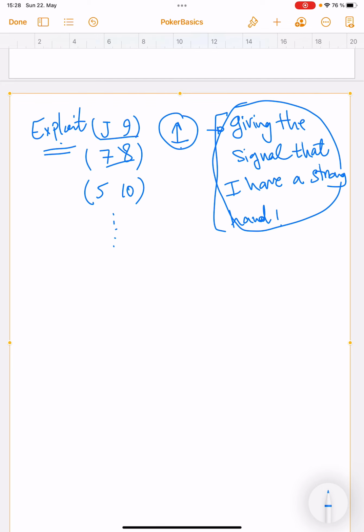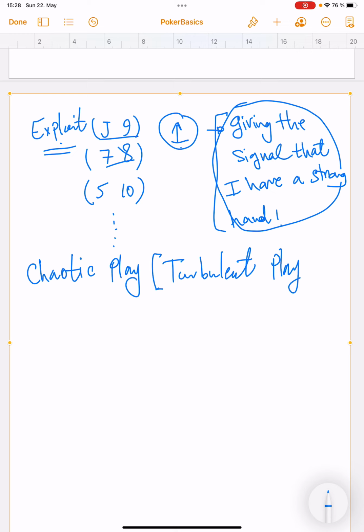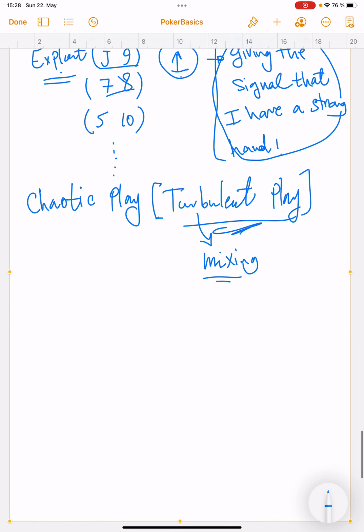Another tip is, I will write it like chaotic play. Or we can also make this term, because I like fluid mechanics as well, or fluid dynamics, the turbulent play, I would call it. Turbulent play. You know that turbulent flows are very good at mixing. So you need to be also like turbulent flows. You need to always mix your play.